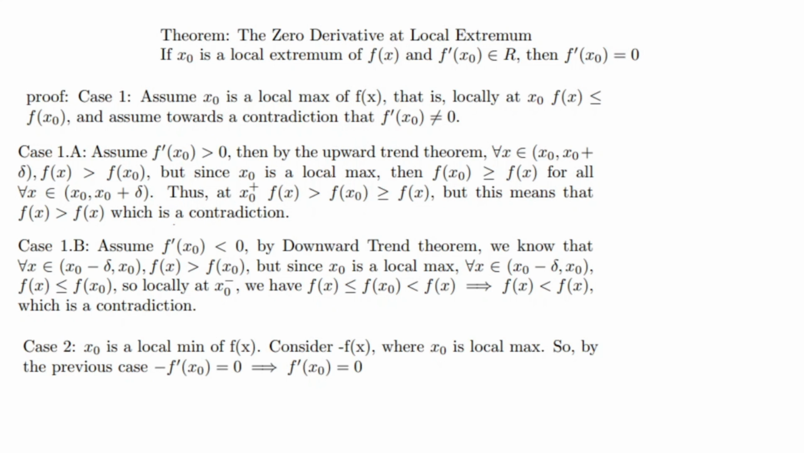Case 2 is saying that x naught is a local minimum, but all we have to do is consider our new function, negative f of x. Now this means that x naught is going to be a local max, and we can just use the previous case to note that its derivative is zero, meaning that the derivative of just f of x naught is going to be zero, right? So that is our two cases, and by exhaustion, we know in any case, a local extremum, which is differentiable at a point, right, is going to have a derivative that is zero.